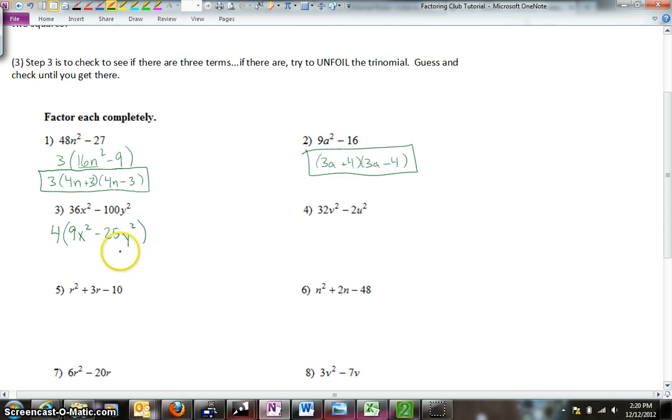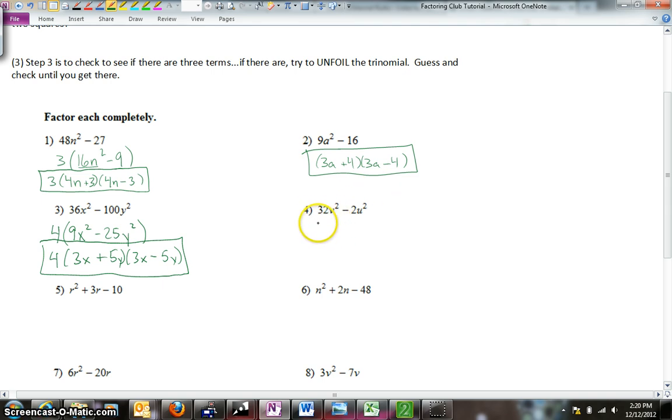Second step, is this the difference of two perfect squares? 9x squared is a perfect square. 25y squared is a perfect square. It's subtraction in between. Yes, indeed, I have the difference of two squares. So 3x and 3x, 5y and 5y, one's plus, one's minus. I have factored. Hurrah! All right, step 4. Hit pause again and then try it when you're ready.